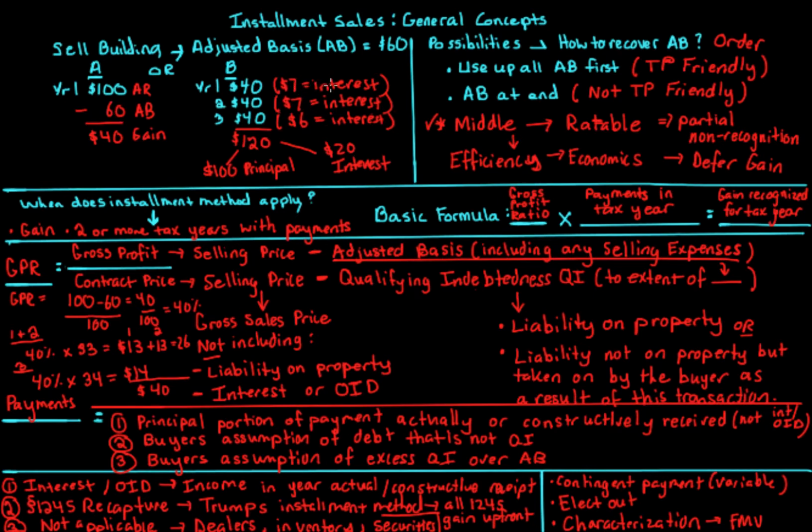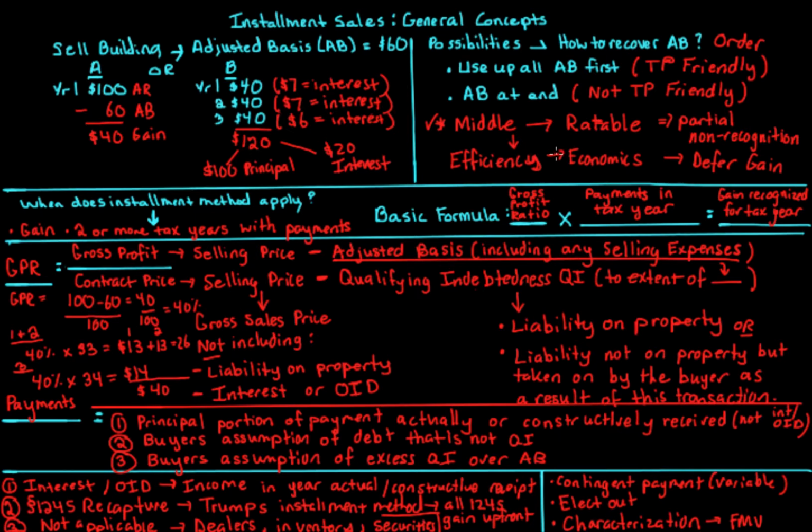Now you would recognize the interest each year. $7 of interest is ordinary in year 1. $7 of interest is ordinary in year 2. And $6 of interest is ordinary in year 3. So you'd recognize $20 of interest total, again, interest recognized in the actual or constructive year of receipt, as with OID. So guess what? From applying this ratio, it equals the same number. The $40 gain is recognized, but again, it's done ratably over time.